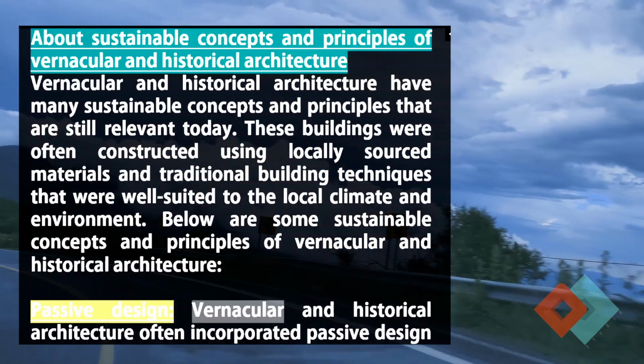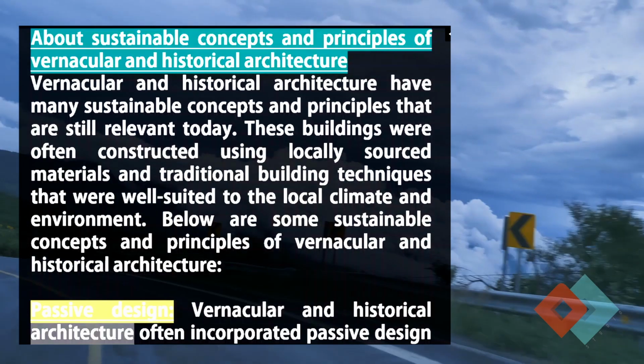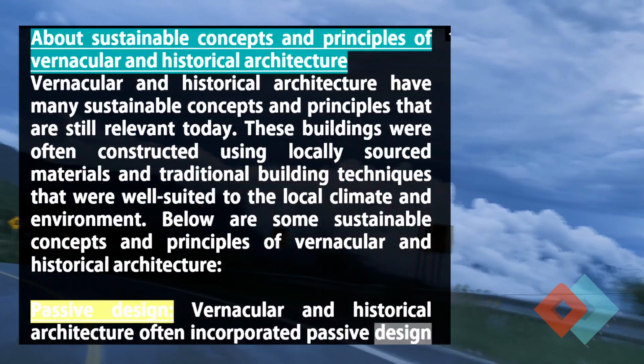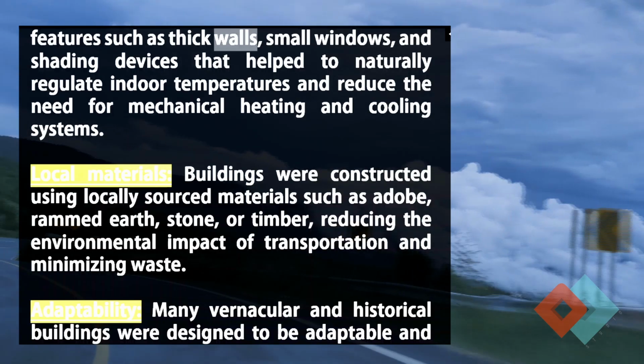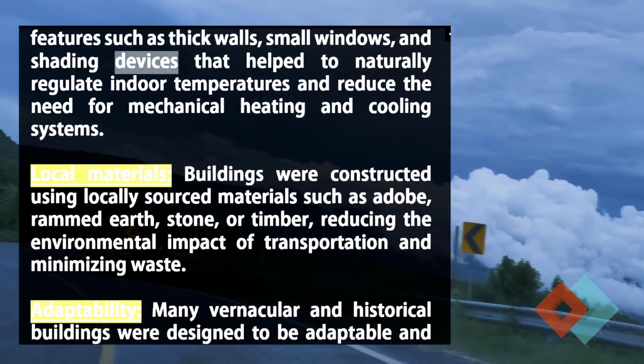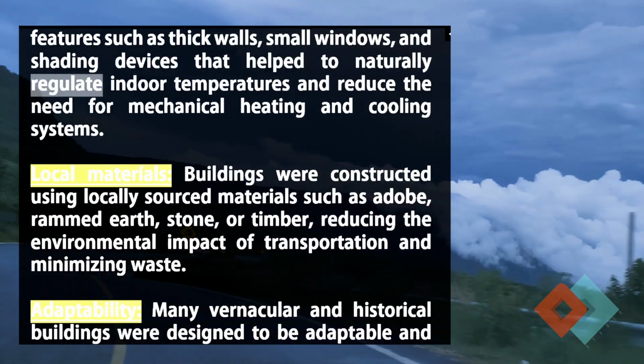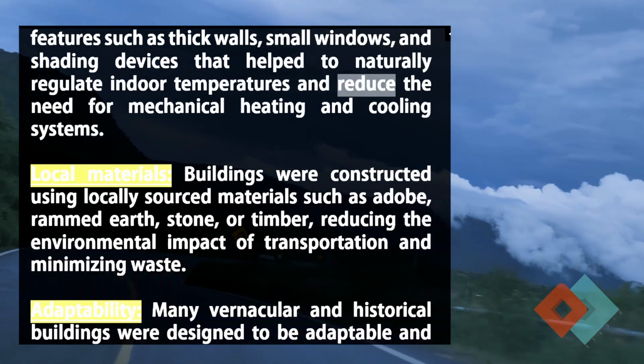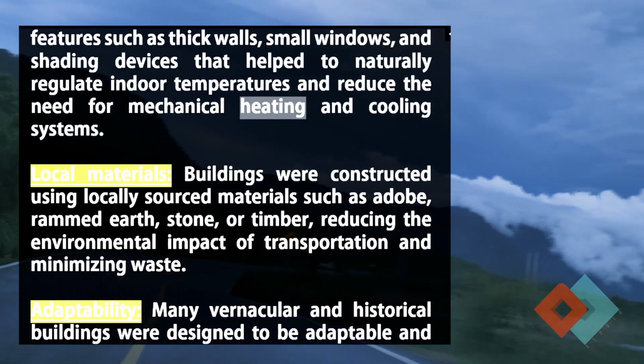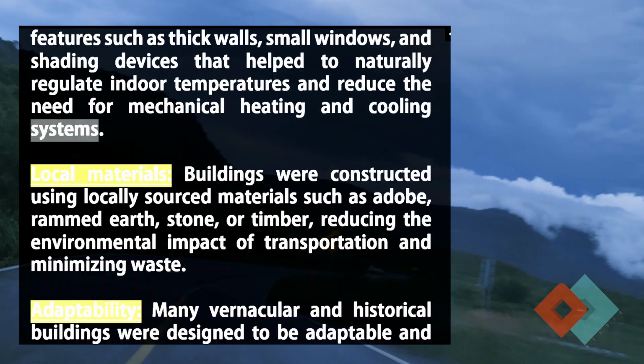Passive design. Vernacular and historical architecture often incorporated passive design features such as thick walls, small windows, and shading devices that helped to naturally regulate indoor temperatures and reduce the need for mechanical heating and cooling systems.